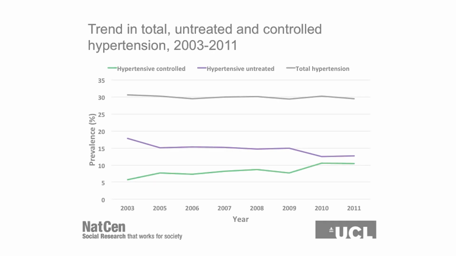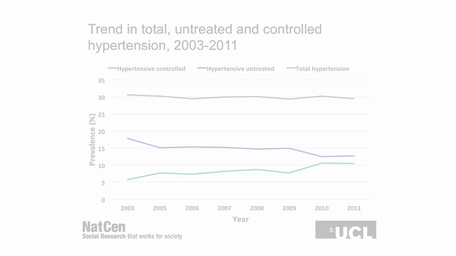We can identify 3 groups of people with hypertension: untreated, treated but uncontrolled, and controlled, where they are taking medicines to lower their blood pressure and the BP is less than 140/90. As the chart shows, from 2003 to 2011, the proportion of people with hypertension, shown in grey, didn't change overall. What did change was that the percentage with untreated hypertension, in purple, fell a lot, and the percentage with controlled hypertension, shown in green, almost doubled.